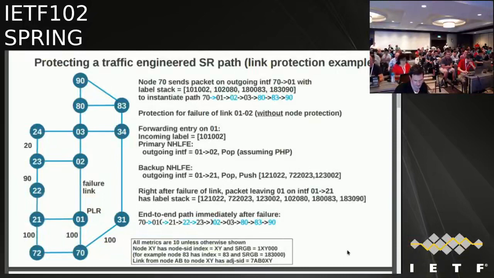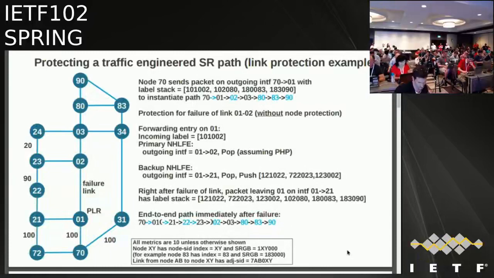So in this particular example, looking at the failure of link 1 to 2 without node protection, this is just the link protection case. We have a normal forwarding entry for the incoming label of 100,000, so 101002. You're going to pop the label and send it out the interface from 1 to 2. For the link protecting backup path, you're going to pop the label and send it out the interface 1 to 21 with this different label stack. That label stack describes in this case the TI-LFA backup path, going out to 21, 22, 23, 2, and then 3 and 30. And it basically merges the backup path at node 2.